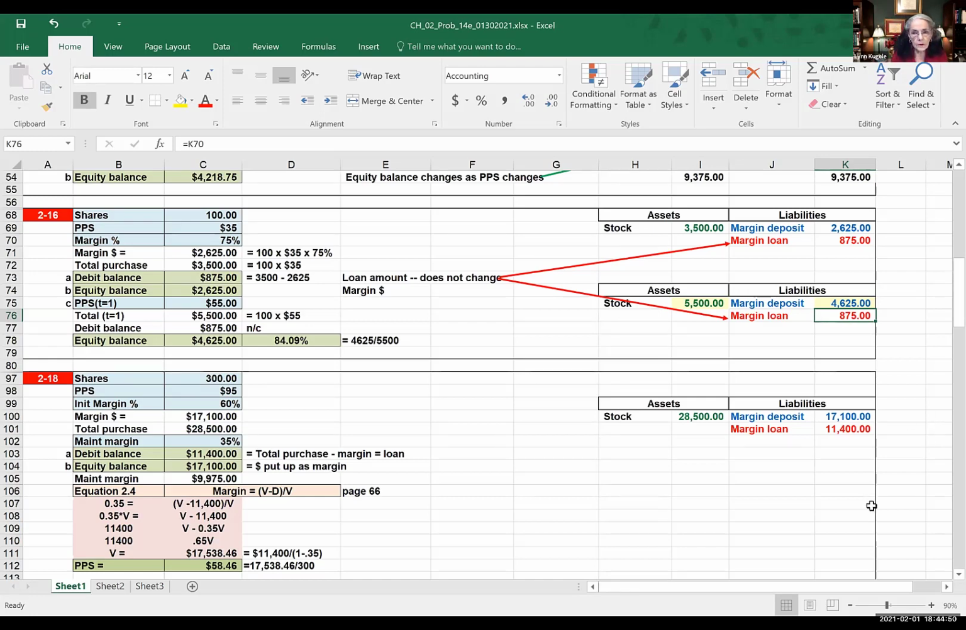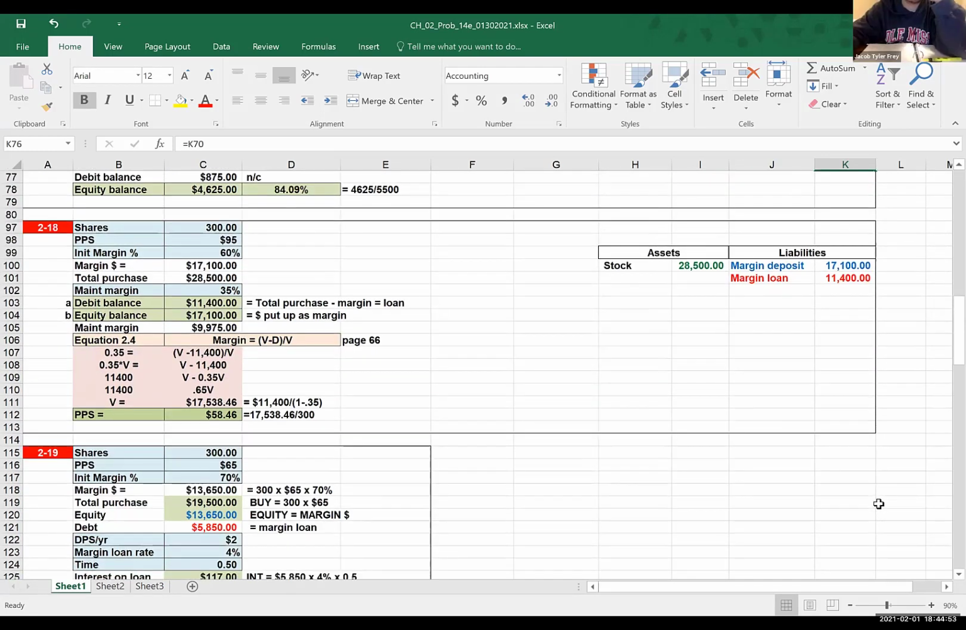Okay, number 18. Alan Dagley bought 300 shares of stock at 95 per share using an initial margin of 60%. Given a maintenance margin of 35%, how far does the stock have to drop before Alan faces a margin call?